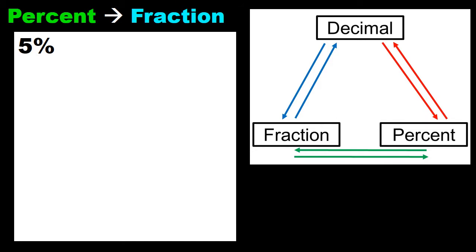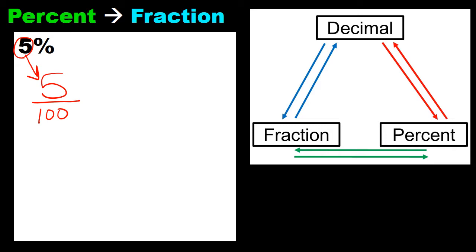So we're given this number here, 5%. And our very first step is we're going to write it as a fraction over 100. So percent means out of 100. 5 is going to be our numerator. So we have 5 out of 100.